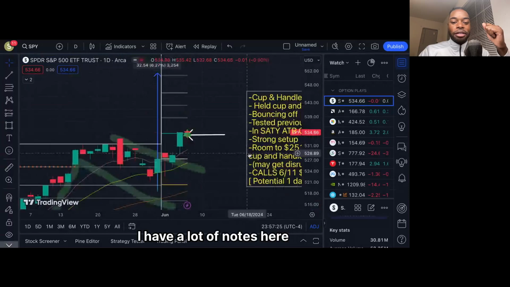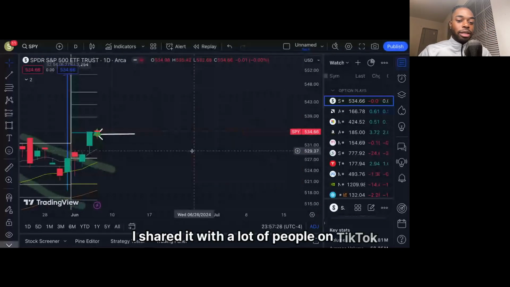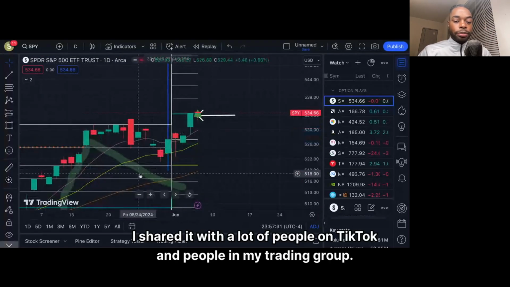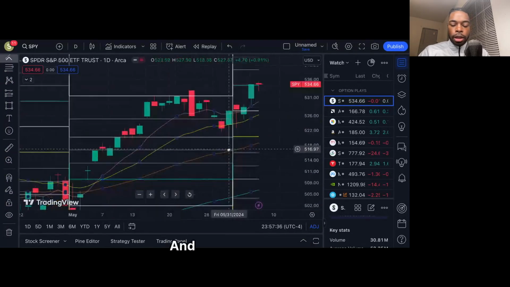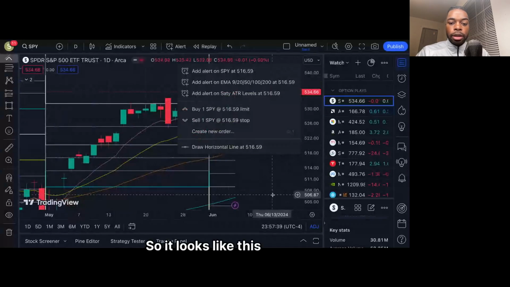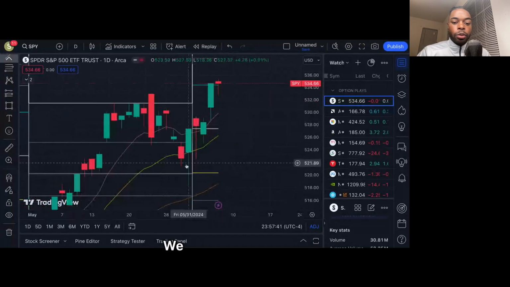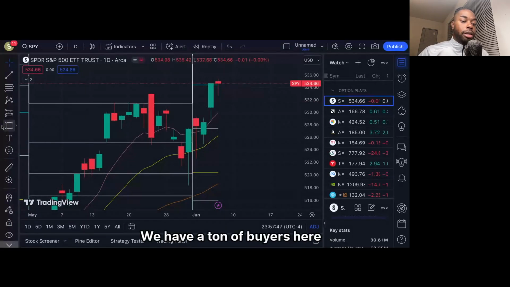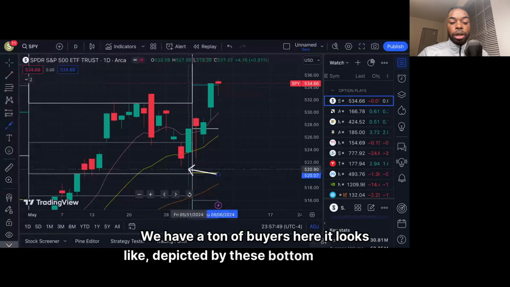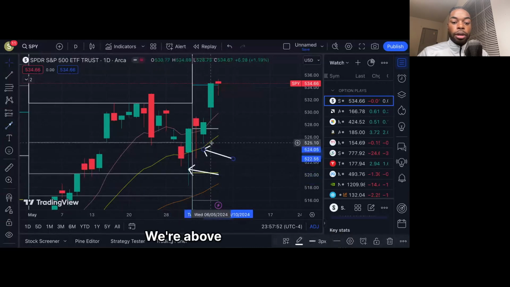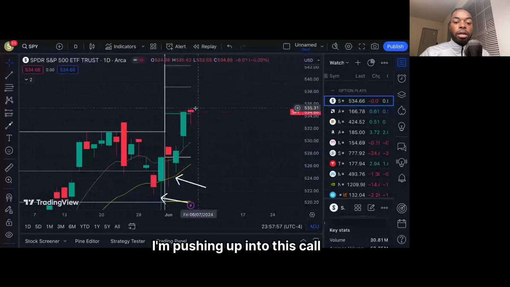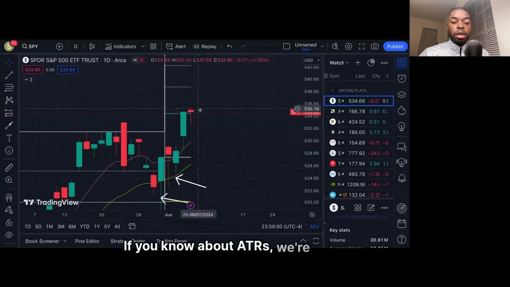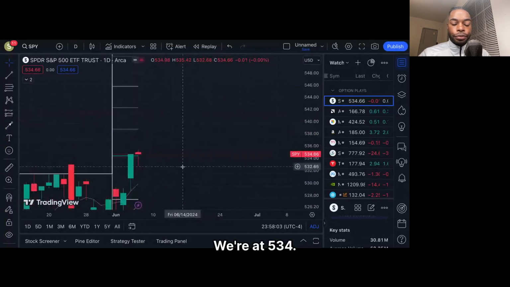I have a lot of notes here about what's going to happen. I shared it with a lot of people on TikTok and people in my trading group. But let's delete all that stuff. And let's take a look at this. So it looks like this is pretty bullish. SPY is pretty bullish here. We have a nice slingshot doji. It's an outside bar. We're pushing to the upside. We have a ton of buyers here, it looks like, depicted by these bottom side wicks. We're above the 20 MA on the daily time frame right now, pushing up into this call zone. If you know about ATRs, we're pushing up. We're at 534.